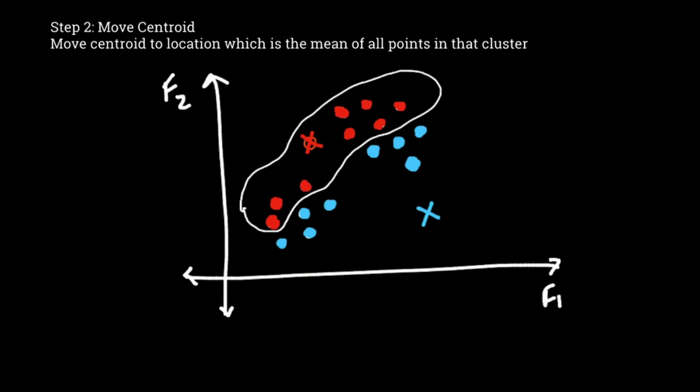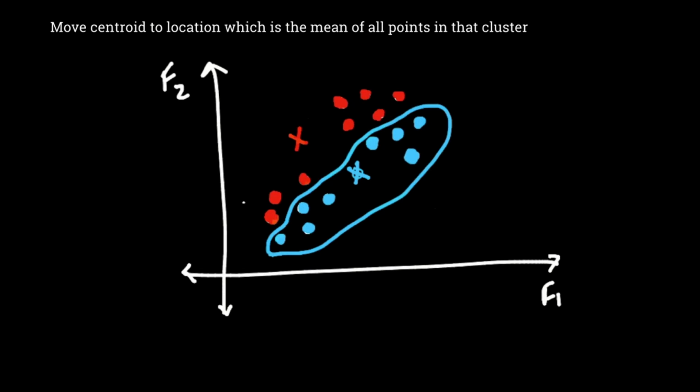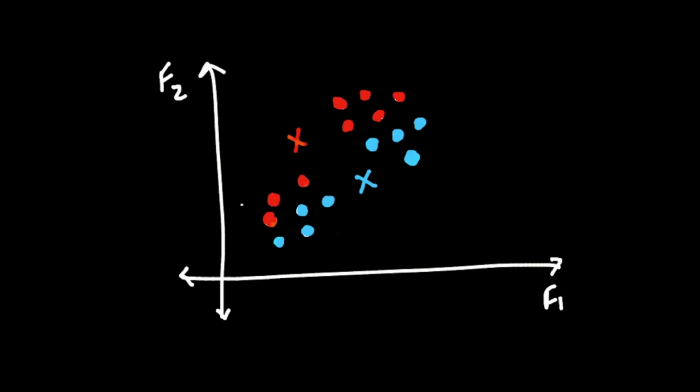So our x moved to this point. Okay, now blue is going to do the same. It is going to calculate the mean of all the blue points, and then it is going to move its centroid to that location over there. So blue moved itself to a location which was the mean of all its points. Okay, so now at this point, this is the scenario that we have. Now there are some red crosses over here, there are some blues over here. So now let's see what happens.